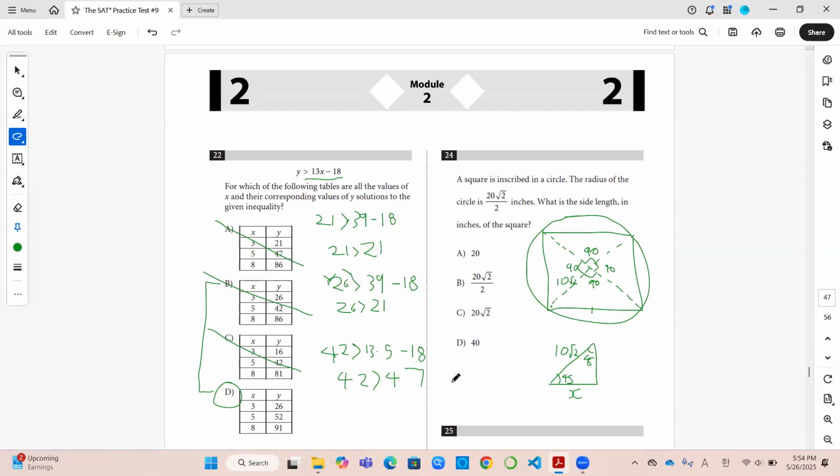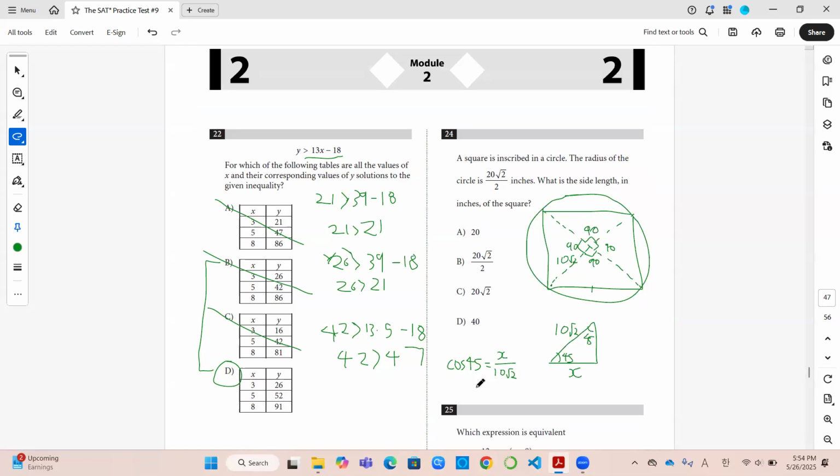I can definitely say that cosine of 45 is equal to x over 10√2. And cosine of 45 is equal to square root 2 over 2. So go ahead and write that down here. And we solve for x.